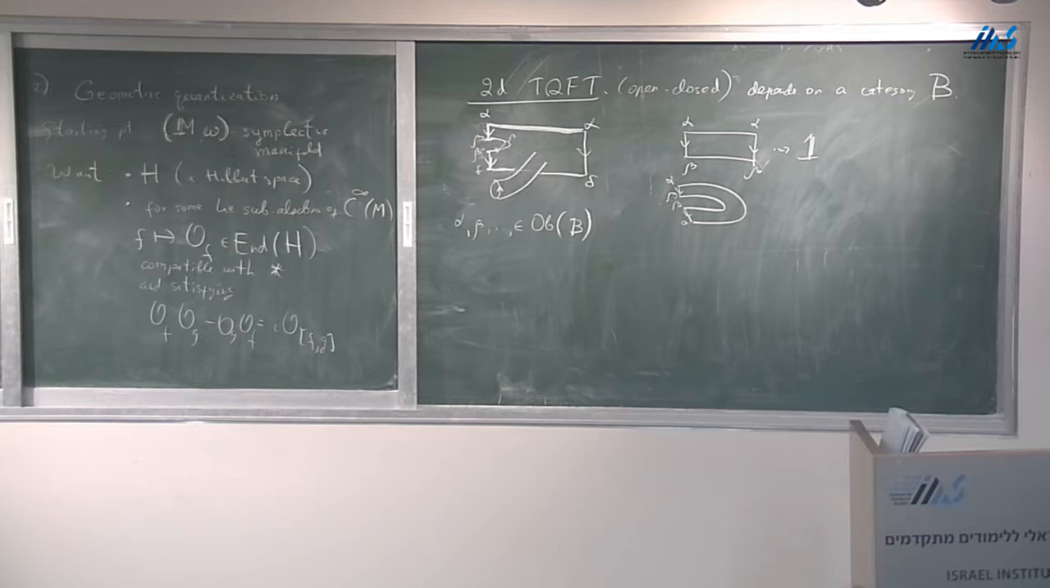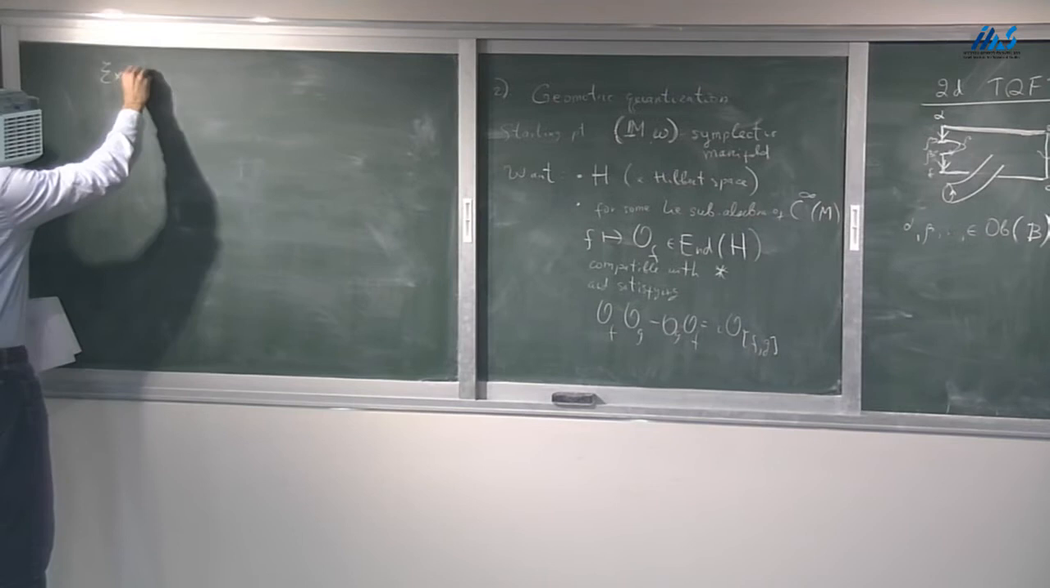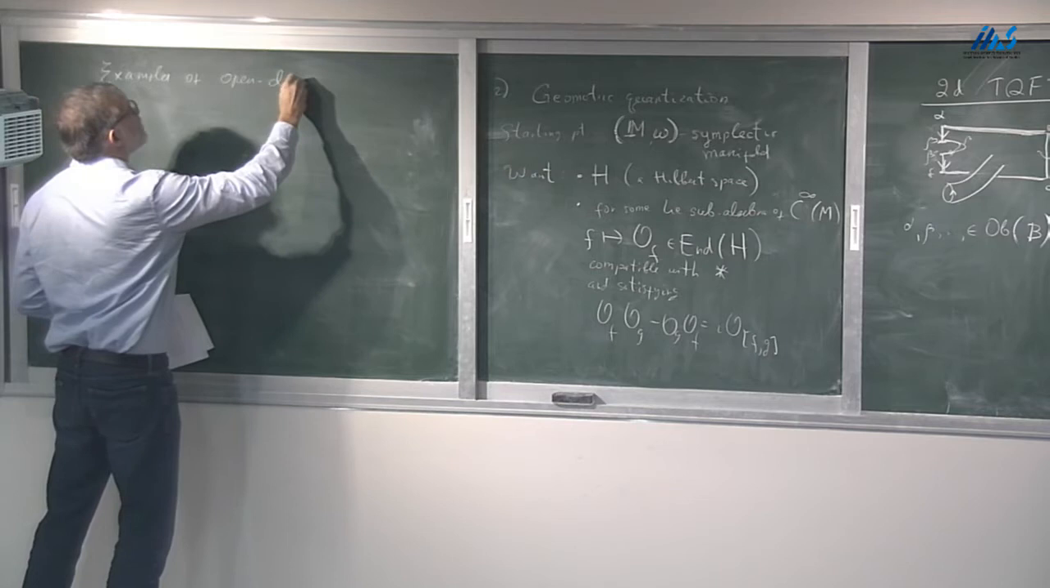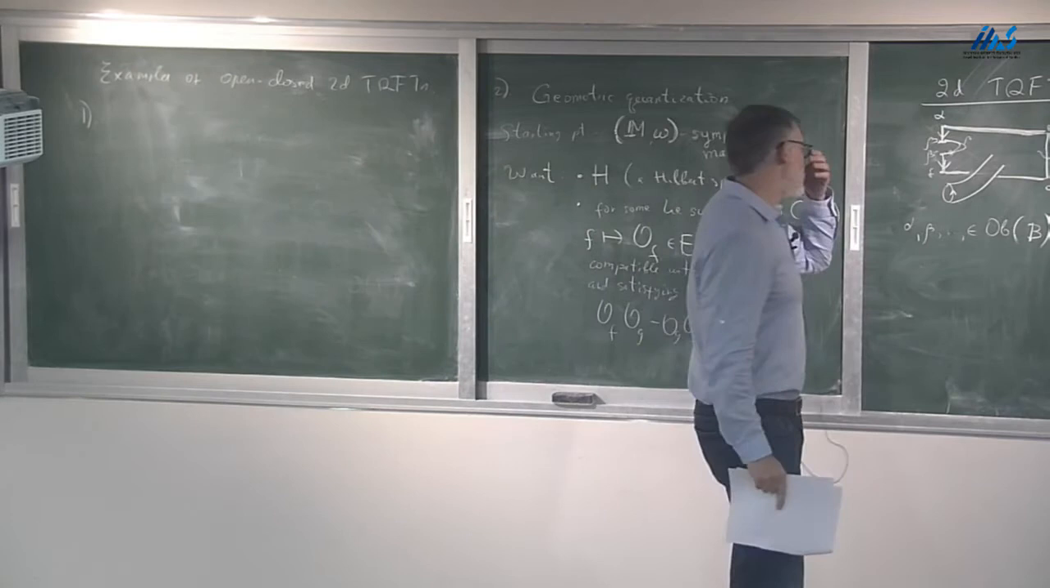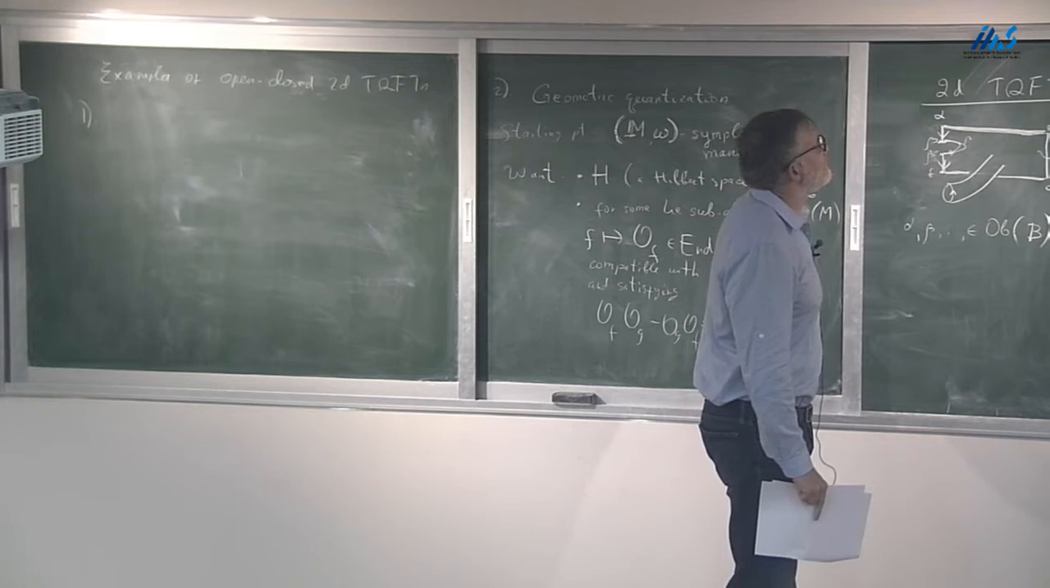So examples of open, closed 2D TFTs, the traditional ones. And so what does it look like algebraically? If you have just closed, this would be a commutative Frobenius algebra, right? And for open, it is a, what is it, kind of Frobenius category? Or well, what is the algebraic equivalent?